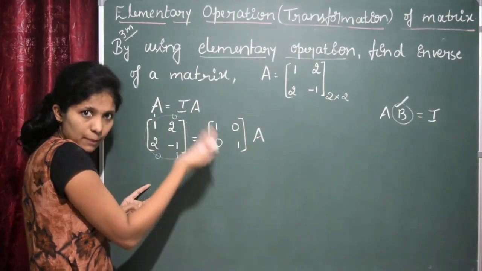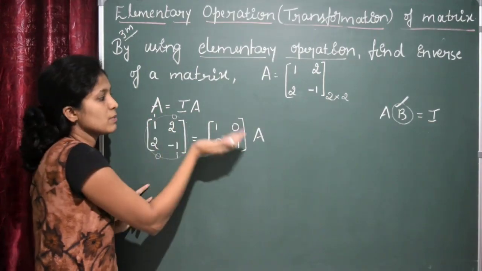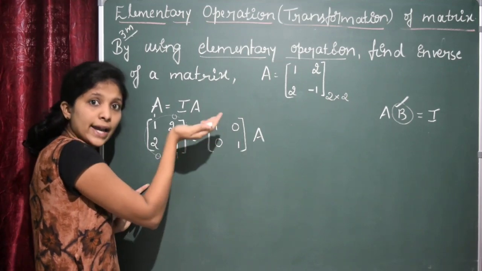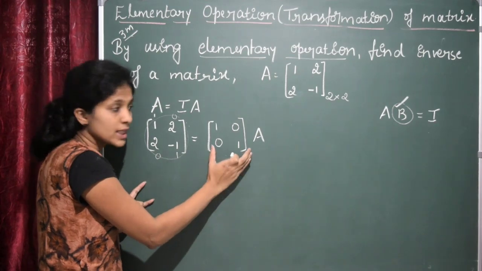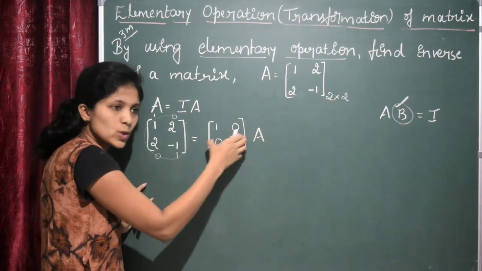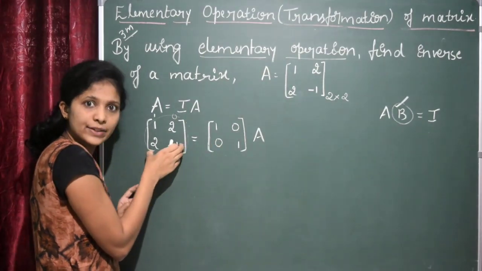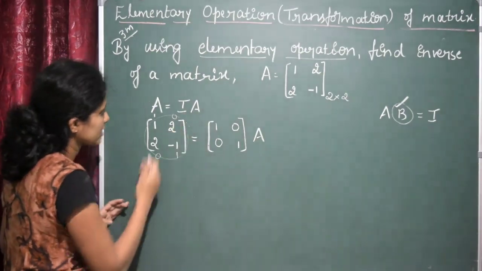Here, while applying the transformation to this matrix, you have to apply the same transformation to this matrix. Finally, you will get the identity matrix here. You will get another matrix here. This matrix will now be the inverse of the matrix A, because A into some matrix will be equal to the identity matrix. I hope you understood this one. We will solve this problem so that you can understand it.